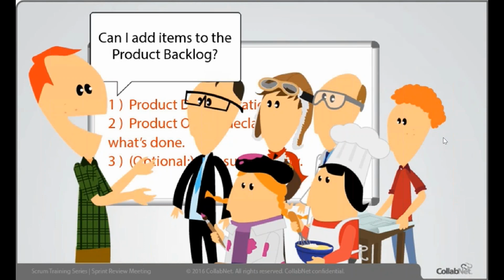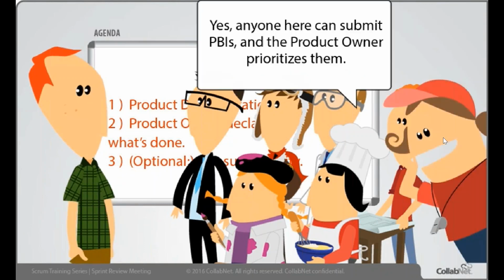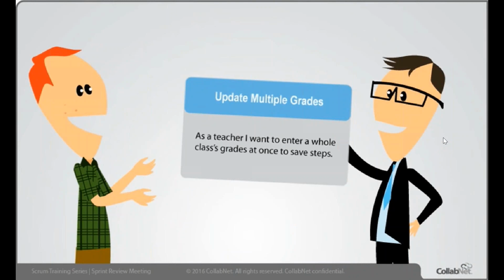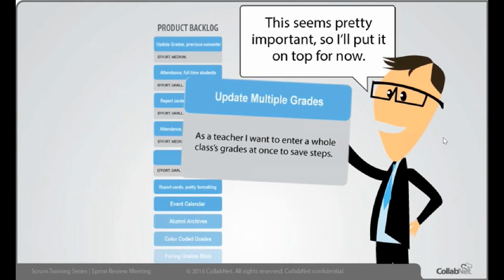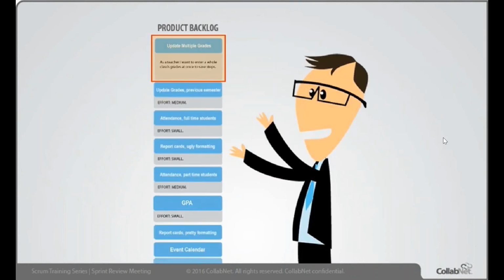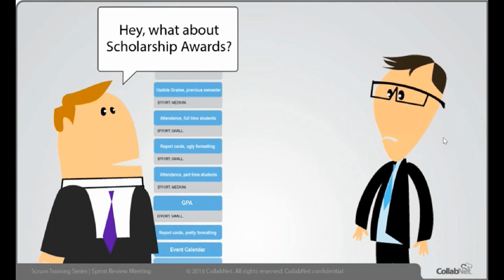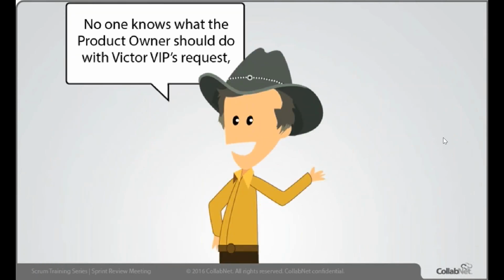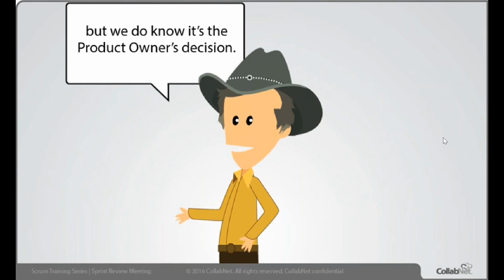Can I add items to the product backlog? Yes, anyone here can submit PBIs and the product owner prioritizes them. This seems pretty important, so I'll put it on top for now. Hey, what about scholarship awards? Hi, this is Michael again. No one knows what the product owner should do with Victor VIP's request, but we do know it's the product owner's decision.